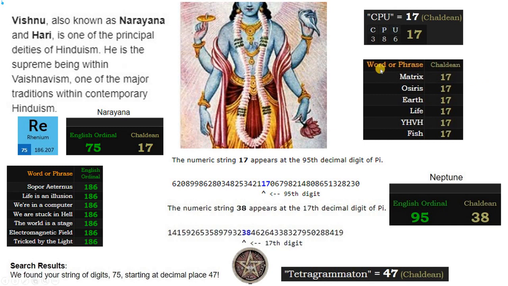Anyway, 17 matches the word matrix in Chaldean. 17 is also linked to the following words. Osiris, that is the Wizard of Oz, the man behind the curtains that operates the illusion. Earth, life, Yod-He-Vav-He, so here again we have another proof that Vishnu is the same deity as the God of the Bible. And finally we have the word fish, and we saw that we are fish in this matrix.